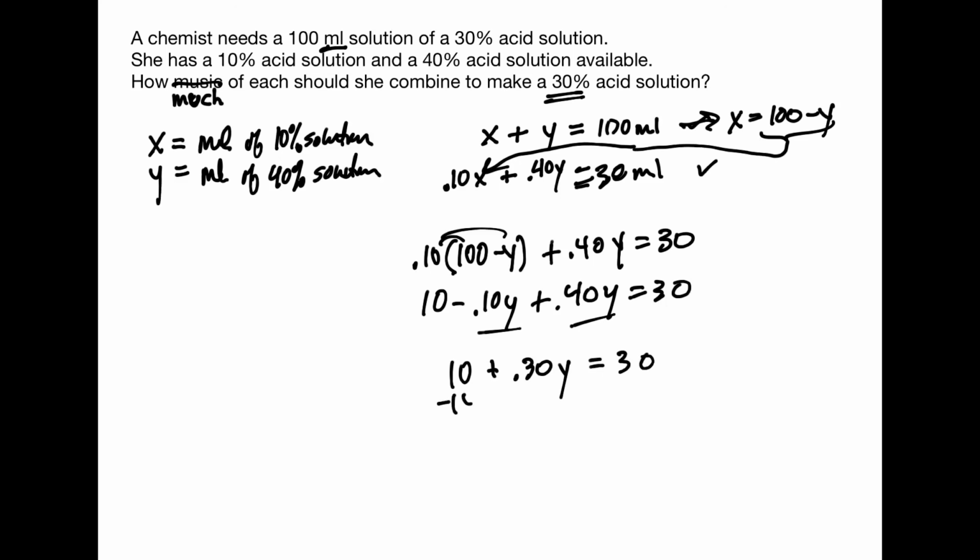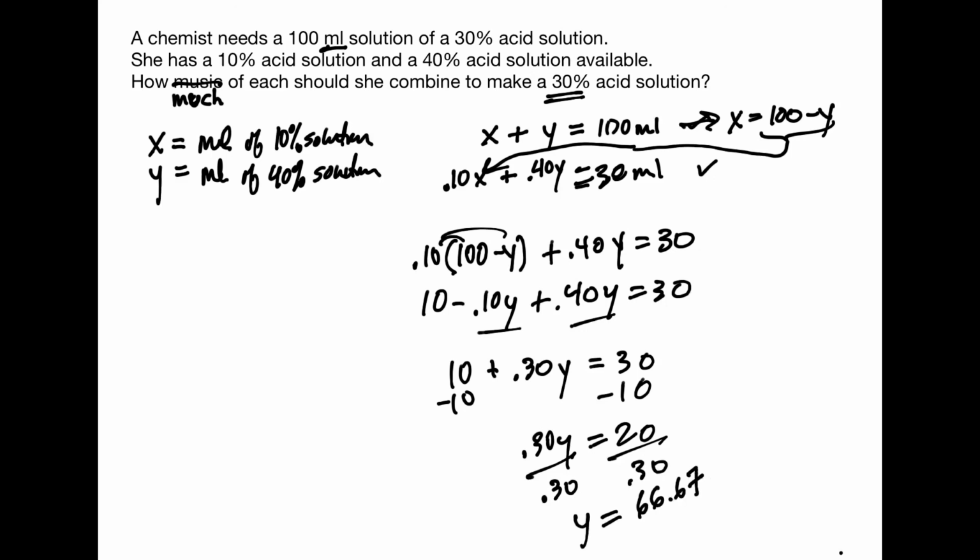And then we subtract 10 on both sides, to get a variable term by itself. And now we divide both sides by 0.30. Y is then equal to 66.67. So what is that? That's 66.67 milliliters of the 40% solution.